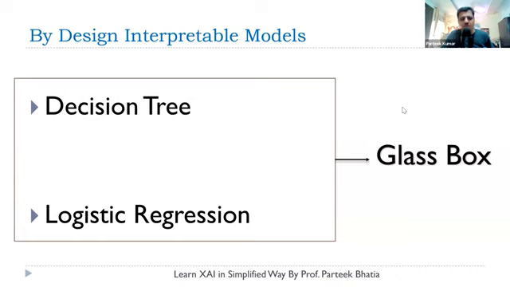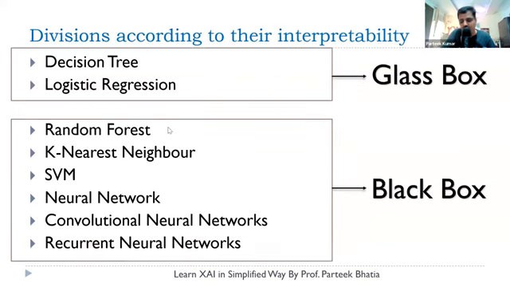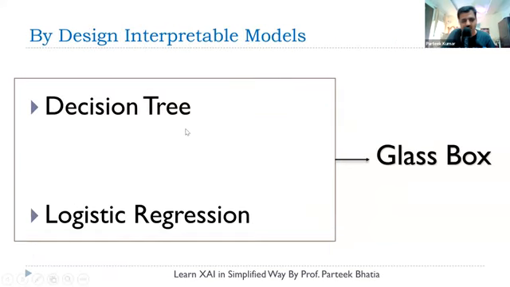We are calling decision tree and logistic regression glass box models. Why are they called glass box? Because they are by design interpretable models. Decision tree is by design interpretable, it is interpretable by default. Logistic regression is interpretable by default. Why is it so? You can see this from a little explanation.